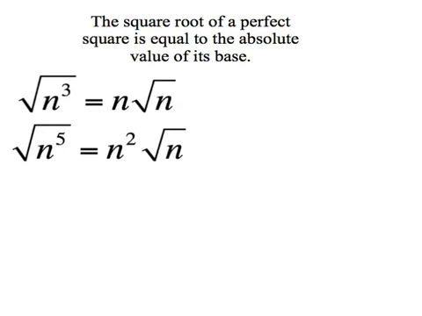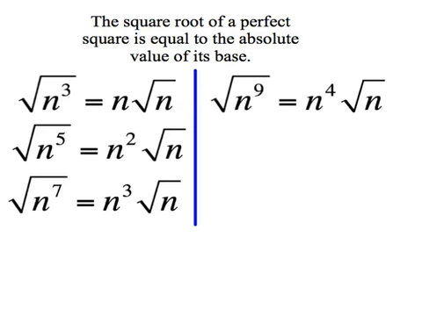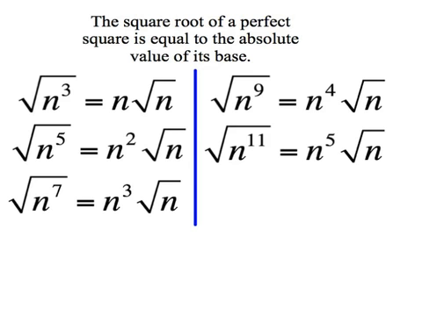So the square root of n to the fifth is n squared times root n. The square root of n to the 7th is n to the 3rd times root n. The square root of n to the 9th is n to the 4th times root n. And the square root of n to the 11th is n to the 5th times root n.